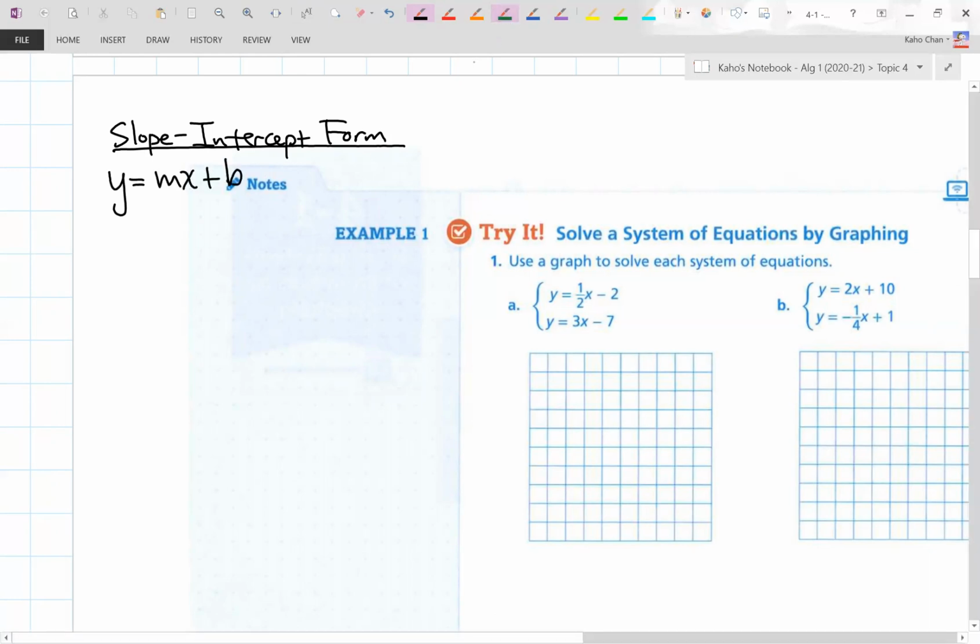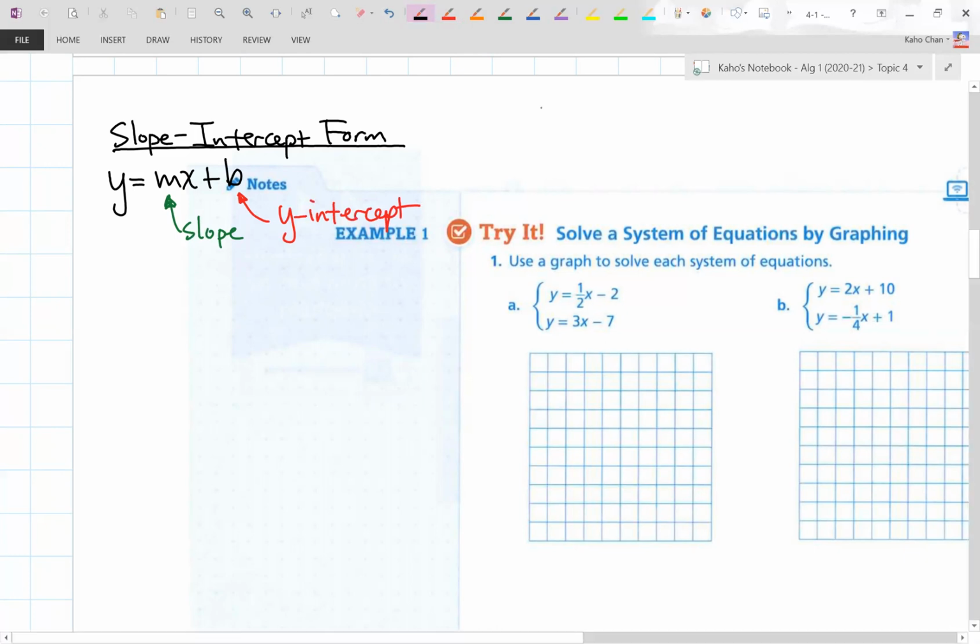As you know, we are dealing with two variables, x's and y's, and the coefficient in front of the variable x is called the slope. That, of course, describes how steep or how shallow the line is graphed. And then the number by itself, b, is the y-intercept. This is where the line crosses the y-axis. And we'll be dealing with that today.